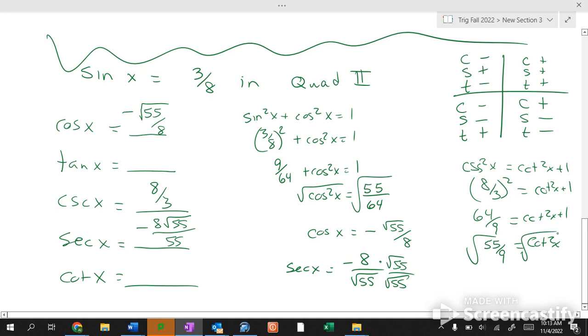55/9, take the square root of each side. We get square root of 55 over 3. And it's going to be negative because we're in the second quadrant. If we flip that upside down, we get 3 over square root of 55. Can't leave it like that, so it's 3 square root of 55 over 55.